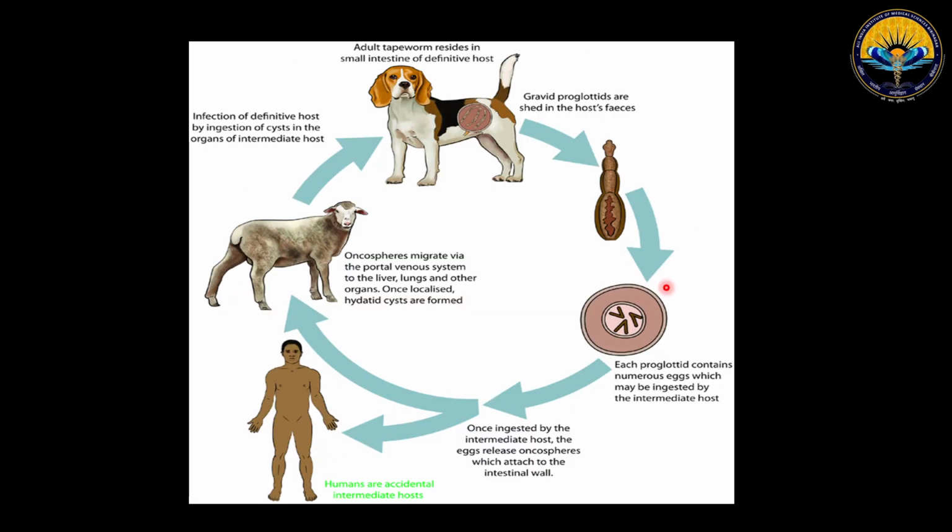So this is the life cycle of the parasite. The infection of the definitive host is by ingestion of cysts in the organ of the intermediate host. The adult tapeworm resides in the small intestine of the definitive host. The gravid proglottids are shed in the host feces and they get encysted, and the encysted hydatid will be eaten by either the intermediate host or by man. Man is the accidental intermediate host, and the life cycle continues.